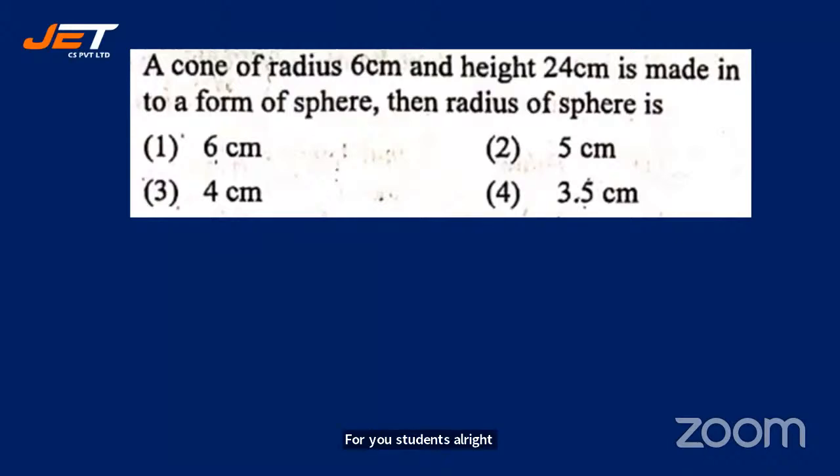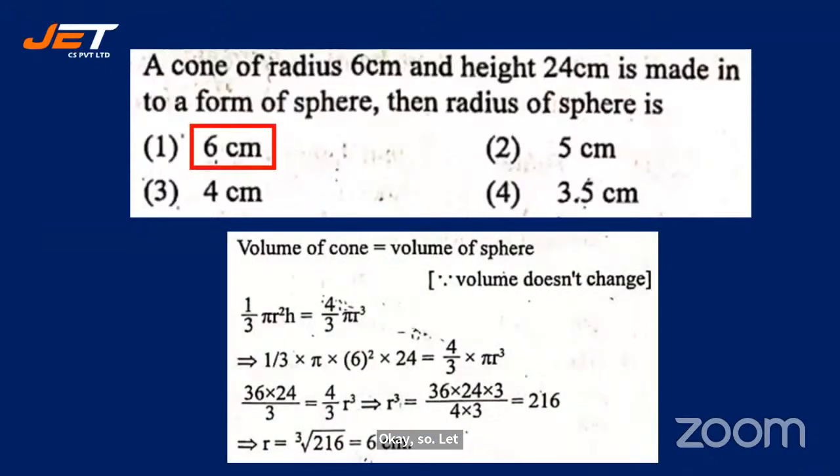A cone of radius 6 centimeter and height 24 centimeter is made in the form of a sphere. Then what is the radius of the sphere? Let me tell you the answer. It is 6 centimeter. How? For this, please understand the volume of the cone is the volume of the sphere, isn't it? That is what they have given. So what is the volume of the cone? 1/3 pi r square h. So again, the formula comes. You must be very, very thorough with the formulas. You should have them at your fingertips. And that is equal to the volume of the sphere, that is 4/3 pi r cube.